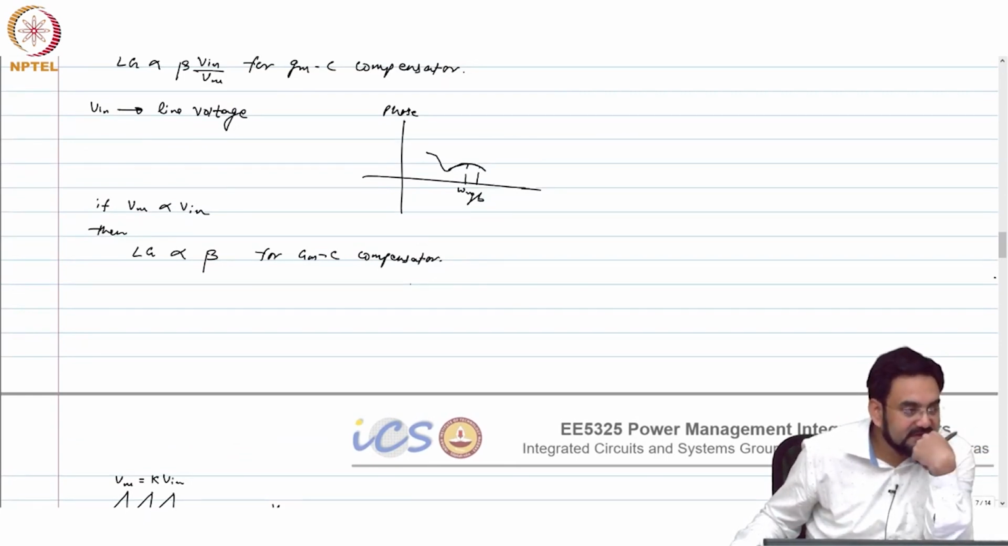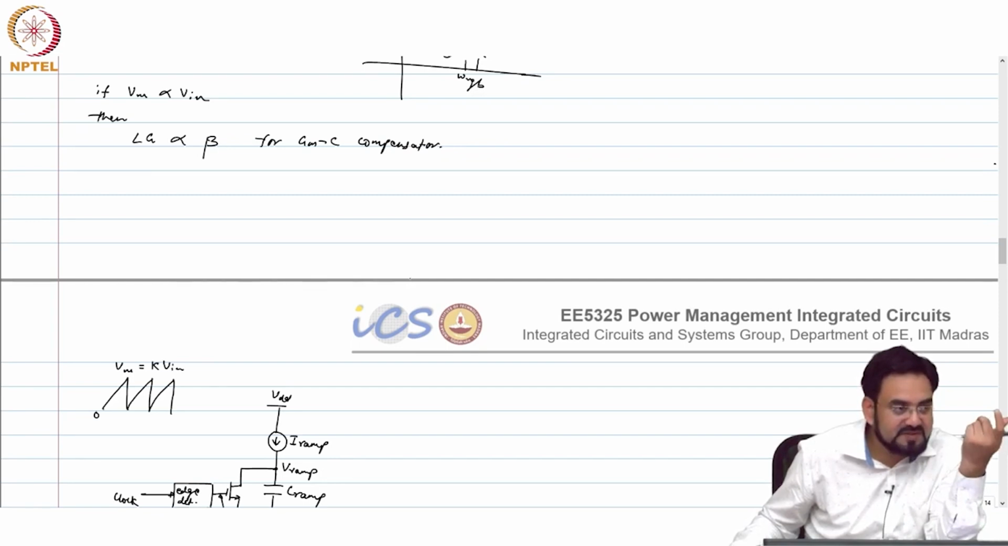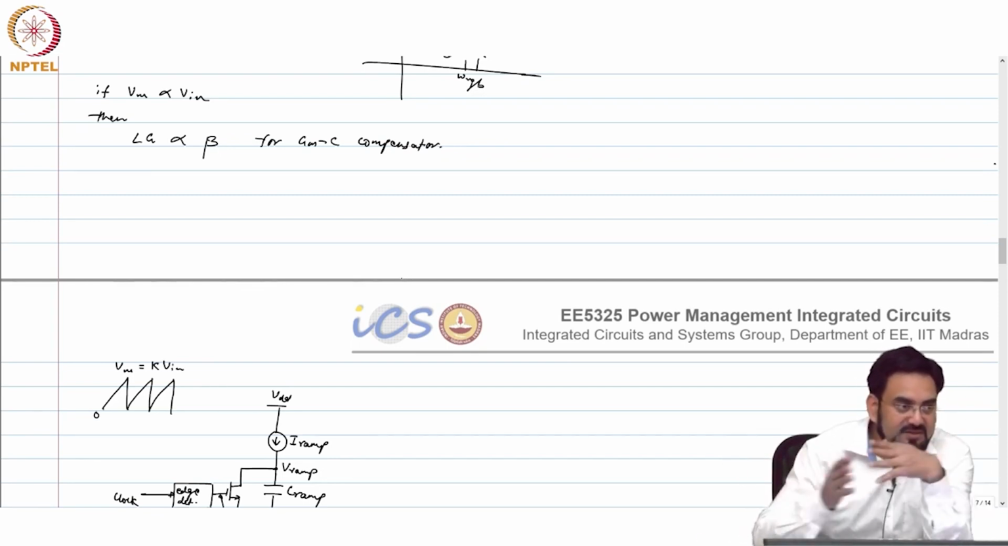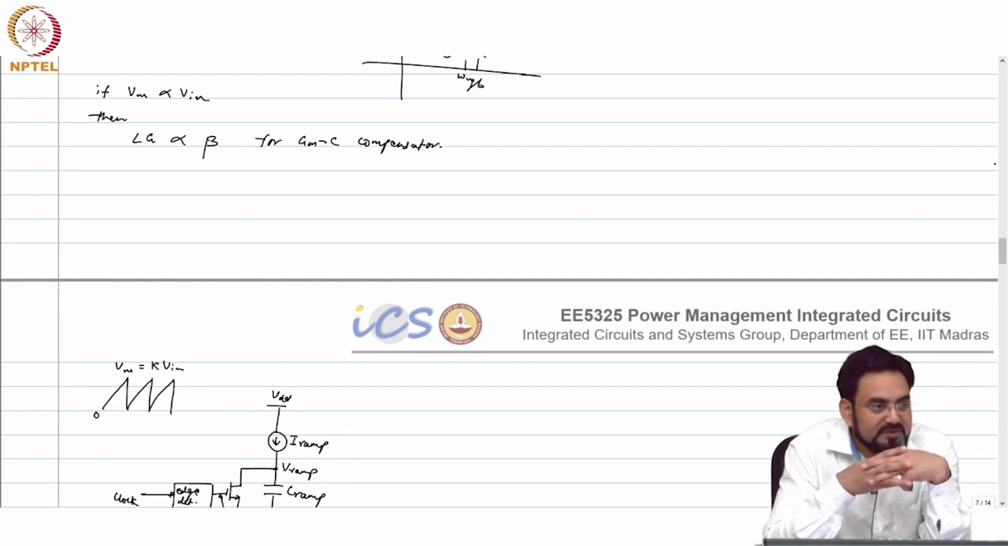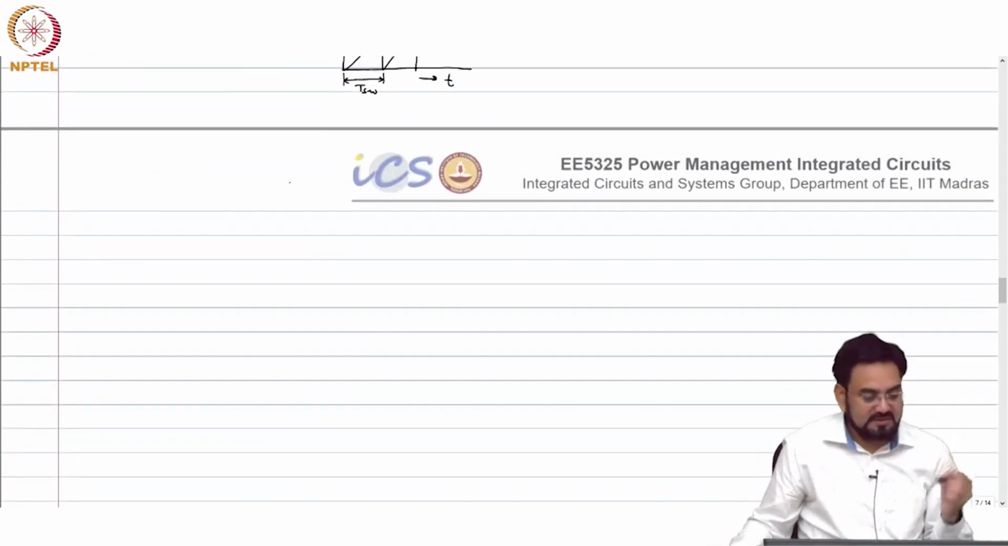You have another factor, beta. Beta is not constant. Beta is constant if V out is not changing. But usually you don't design for a fixed voltage. These converters are supposed to be designed for a wide range of output voltages. So input and output are both changing.